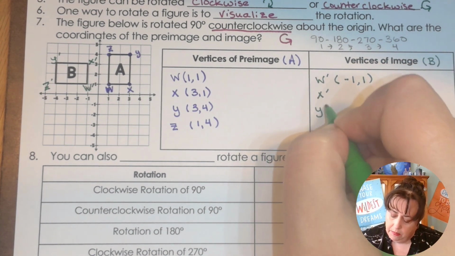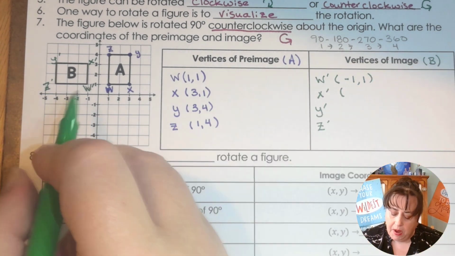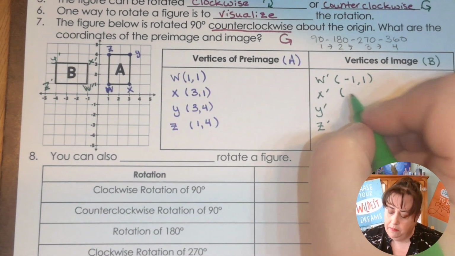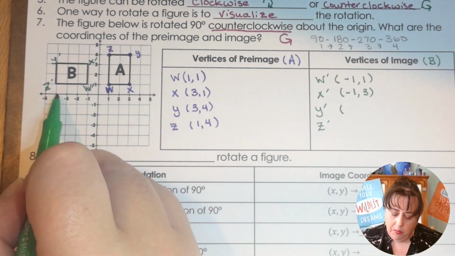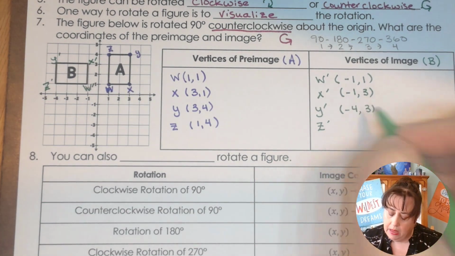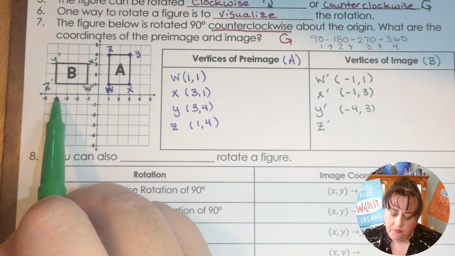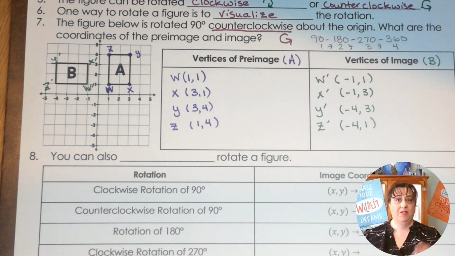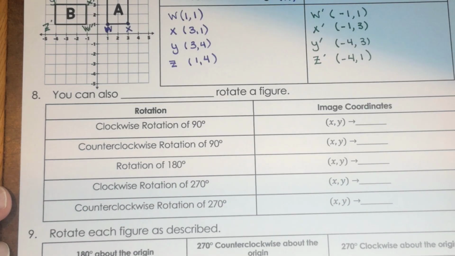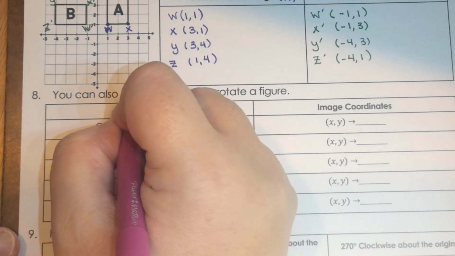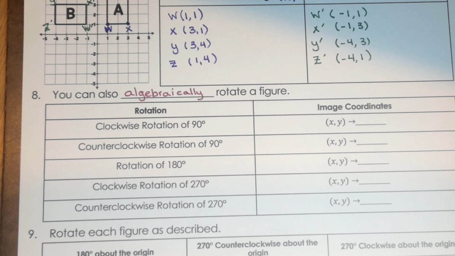X prime to y prime and z prime. Okay. X prime became the point negative 1, 3. Y prime became the point negative 4, 3. And z prime became the point negative 4, 1. So there you have it. They turned. So we can also use our algebraic skills to do our rotations.